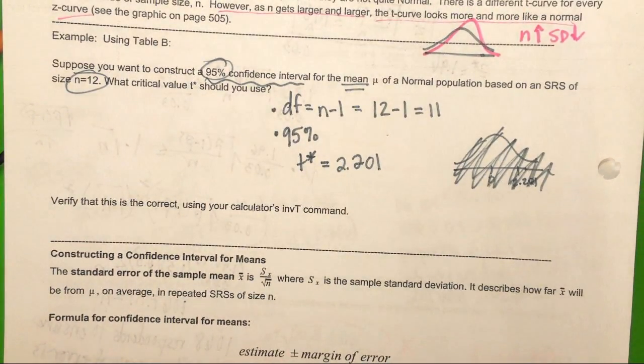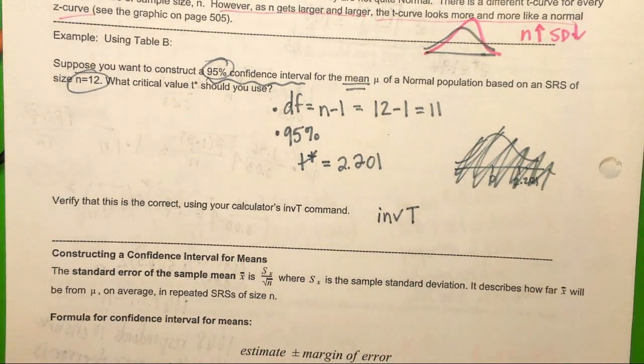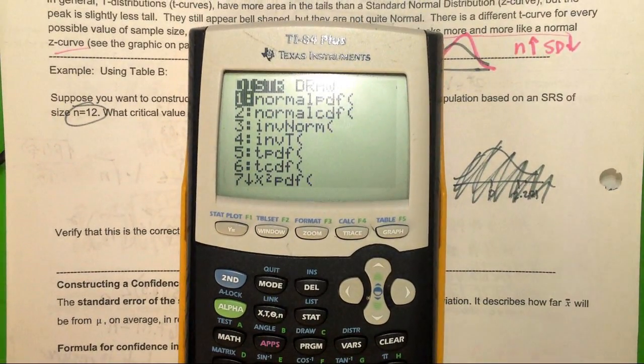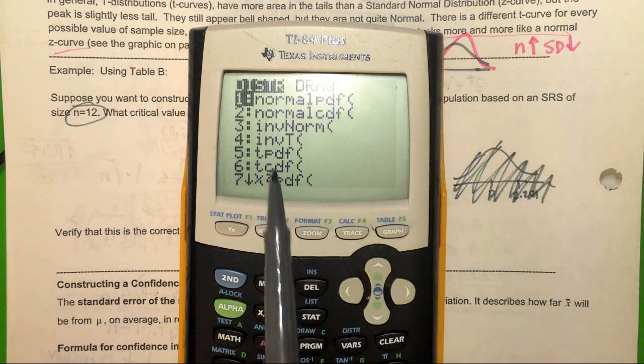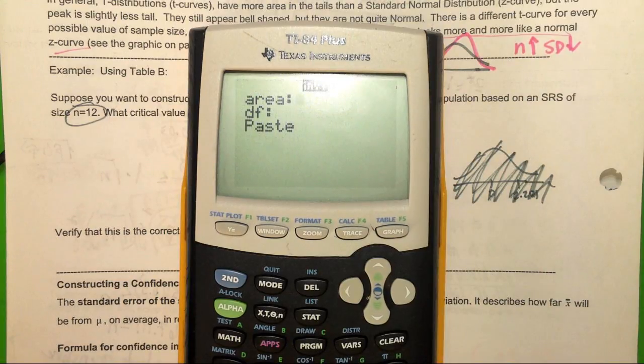Okay, so Hunter, as always, wants a button. We're told the number. We need to calculate the probability of that. So normally he would use inverse Z. Today, because we're doing t values, he's going to use inverse T. So let's go on our calculator. If you press second and then vars, you know when you are wanting the inverse Z-score, you did inverse norm. But now, since we're not doing the inverse of the norm, we're wanting inverse T. So we're wanting number 4.